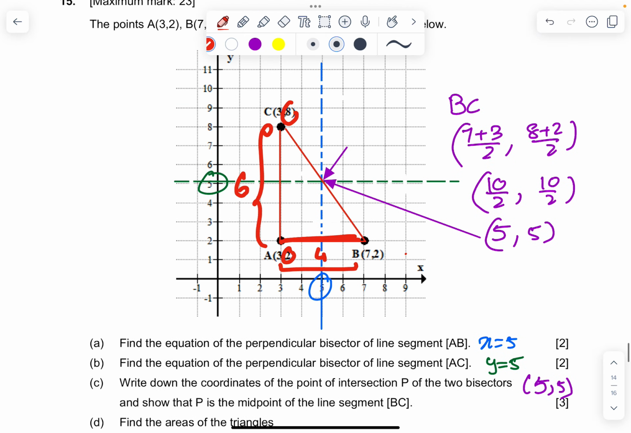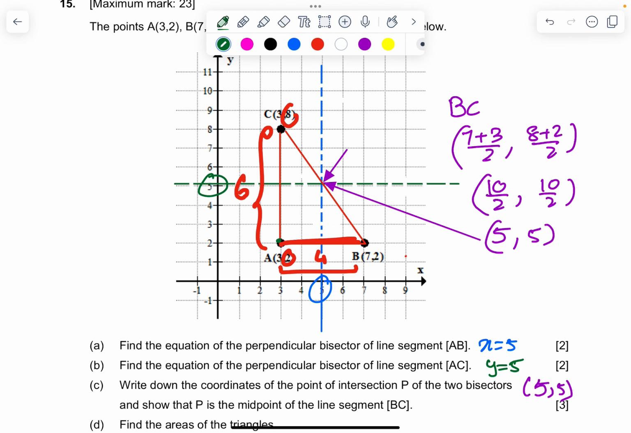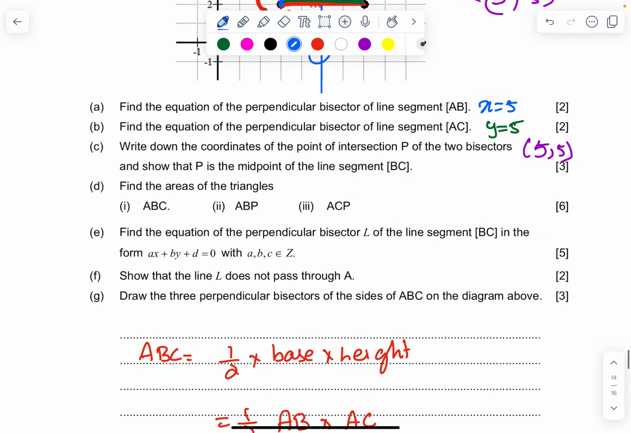Now ABP and ACP. This particular triangle in the middle is going to be 6, and the other one, ACP, is also going to be 6, half of each. 6, 6, and this is 12. Next, what is being asked?